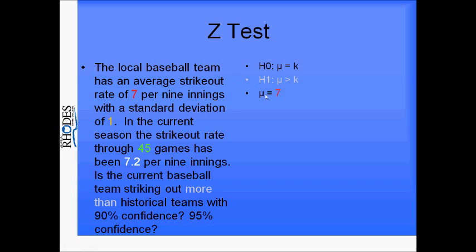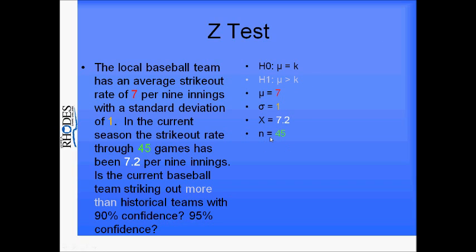So we have to plug in our mu. Our mu would be 7. Our standard deviation would be 1. Our current strikeout ratio, or X bar, is 7.2 with a sample size of 45. Now let's do the z value.